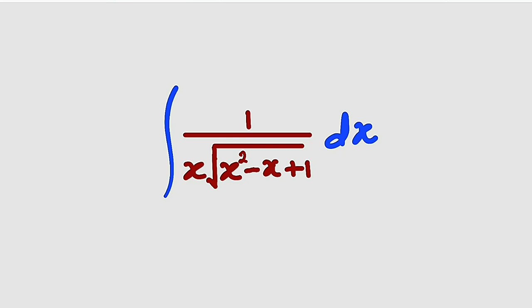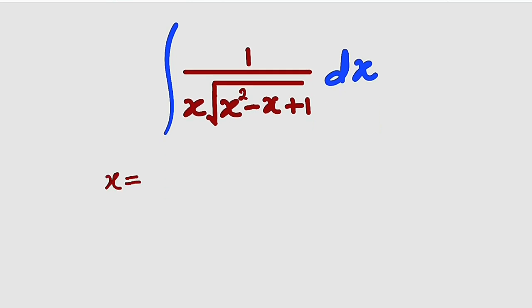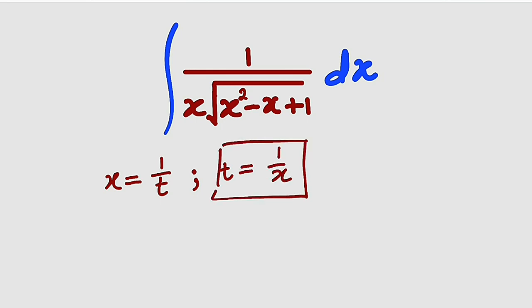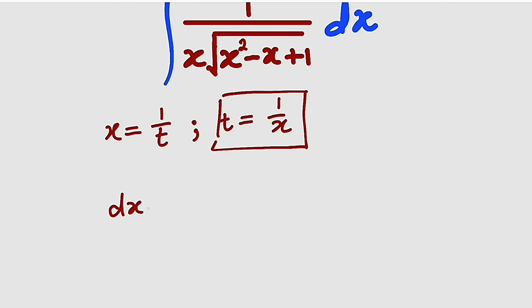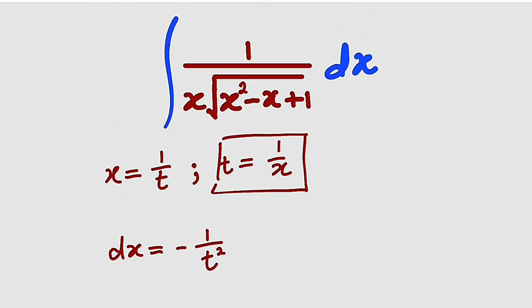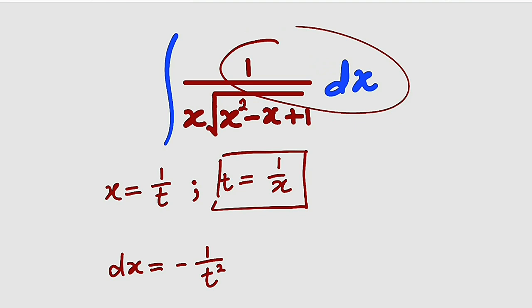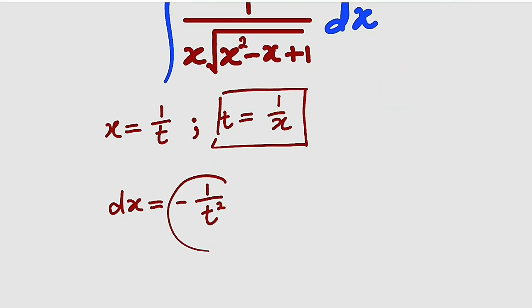By substitution. So let x be equal to 1 divided by t, such that this t is equal to 1 divided by x, right? Let us differentiate both sides of this equation. We have dx equal to negative 1 divided by t squared dt. So now let us back substitute. From here, you can see that 1 dx is the same thing as dx, and our dx is equal to negative 1 divided by t squared dt.